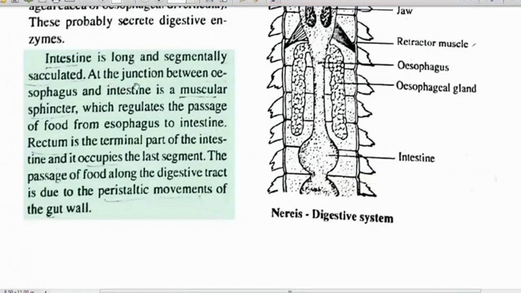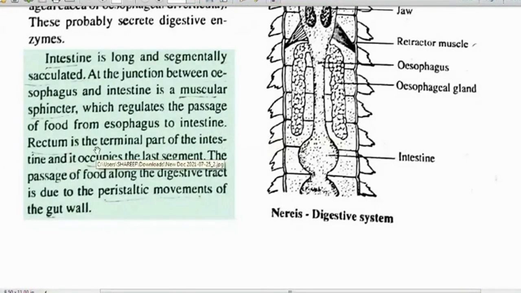And at the junction between the esophagus and intestine, there is a muscular sphincter. The sphincter regulates the flow of food from the esophagus into the intestine. So there is a muscular sphincter which regulates the passage of food from the esophagus into the intestine.